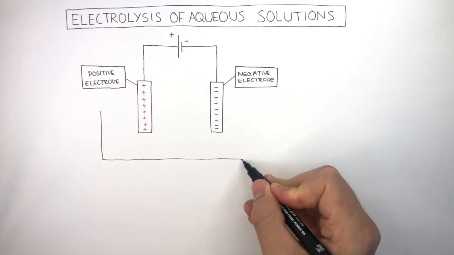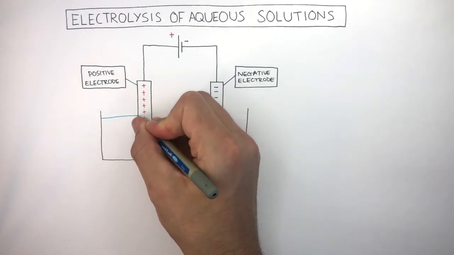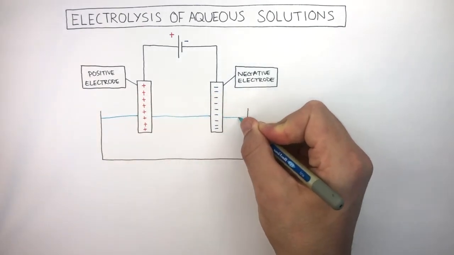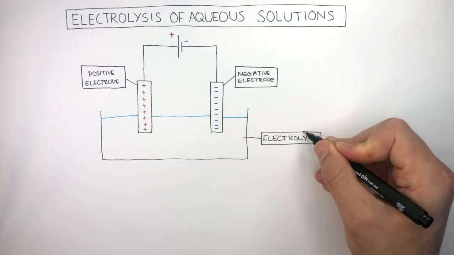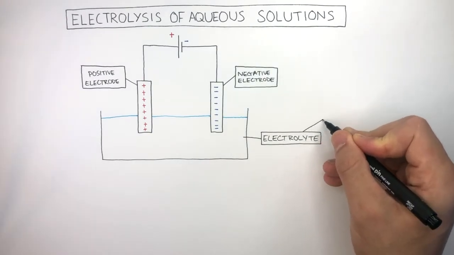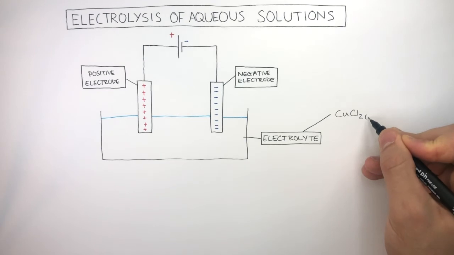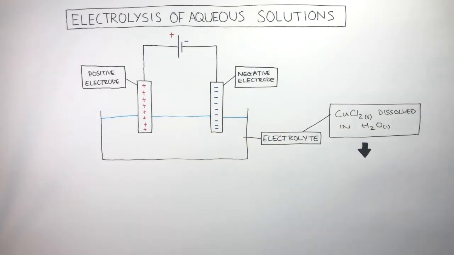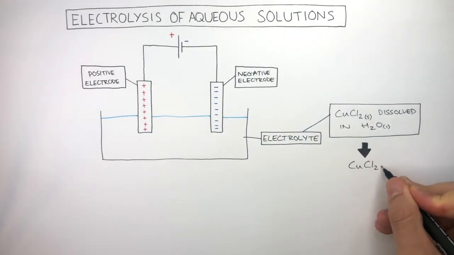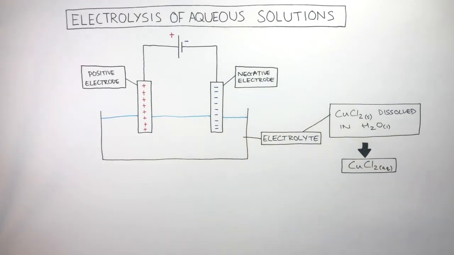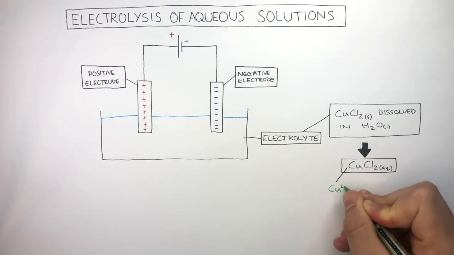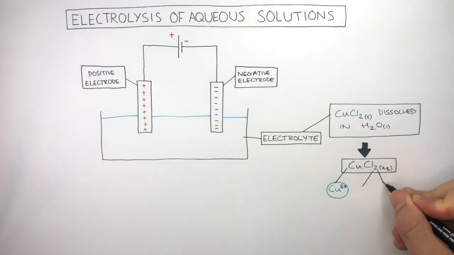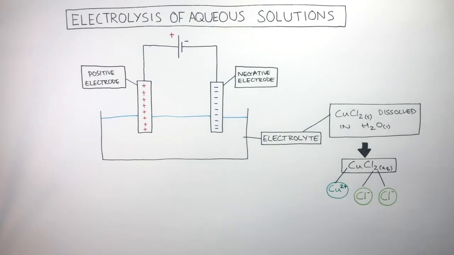This container contains the electrolyte, which the electrodes dip into, with space between them. The electrolyte is the compound which is broken down in electrolysis. The electrolyte is aqueous copper chloride, which is copper chloride dissolved in water, so we write it as CuCl2 (aq) in brackets for aqueous. In a copper chloride compound, there is one Cu2+ cation and two Cl- anions.